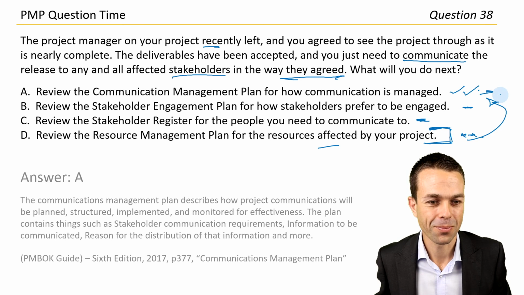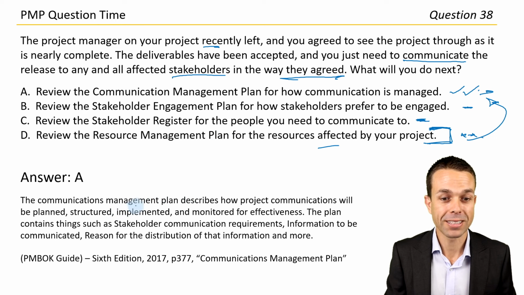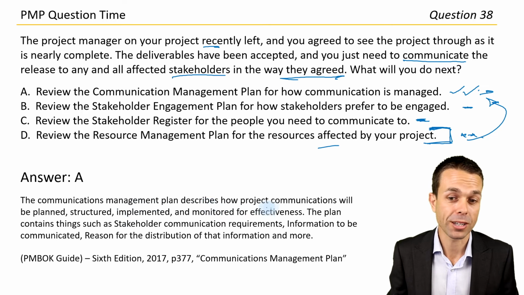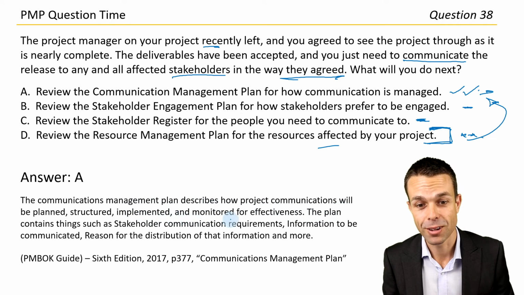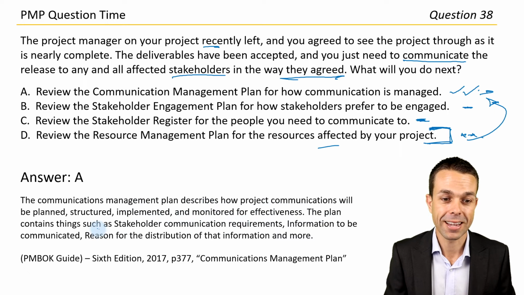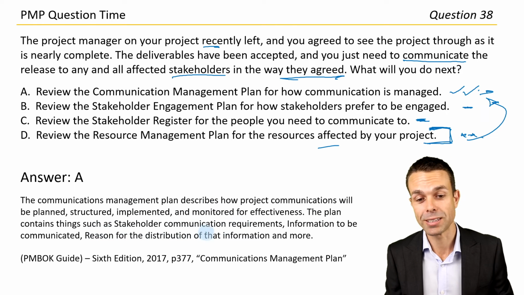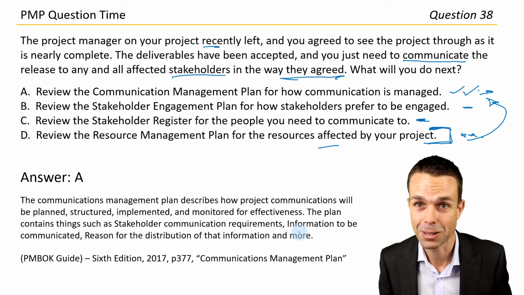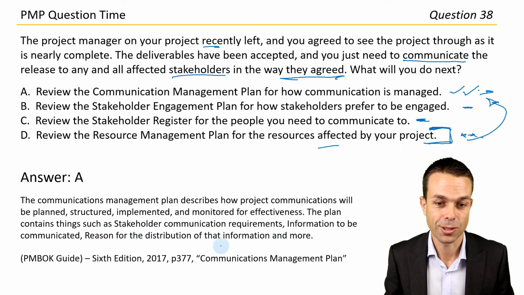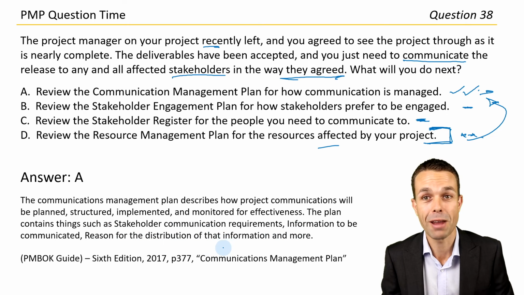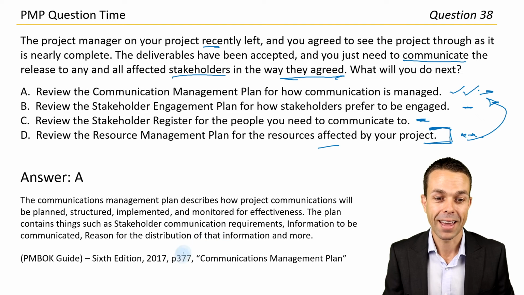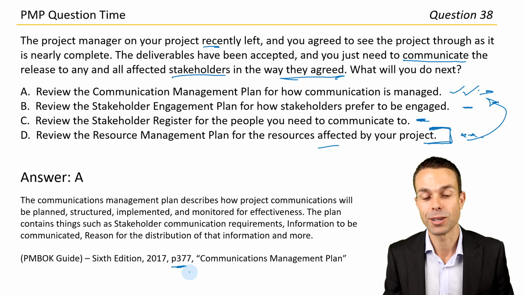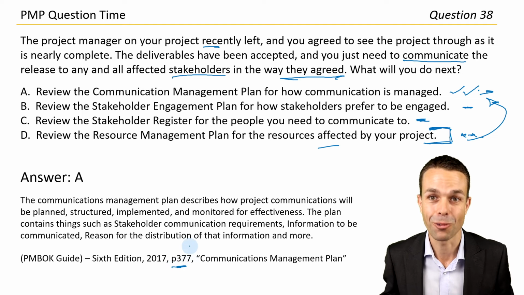Let's have a look. All right, excellent. The communications management plan describes how the project communications will be planned, structured, implemented, and monitored for effectiveness. The plan contains things such as stakeholder communication requirements, information to be communicated, reason for the distribution of that information, and more. So everything to do with communication and the reasons why and who we're communicating to. And page 377 in the PMBOK guide under Communications Management Plan, if you want to check that out for yourself.